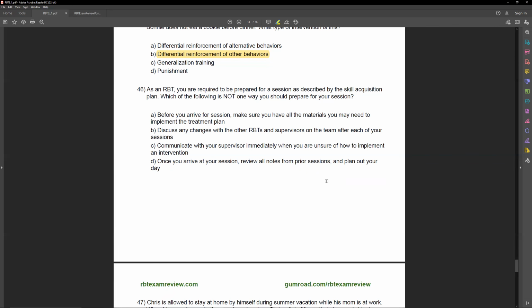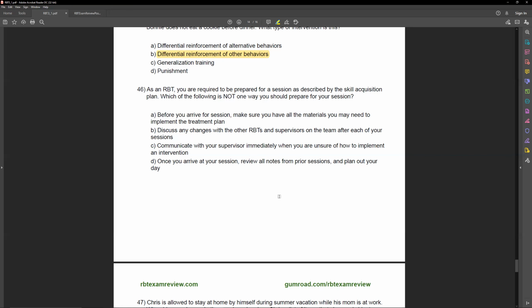So A, before you arrive for session, make sure you have all the materials you may need to implement the treatment plan. Sure, that's a good idea. So before you even get to session, you have everything you need to be ready to implement the plan. A is great. This is what you want to do.